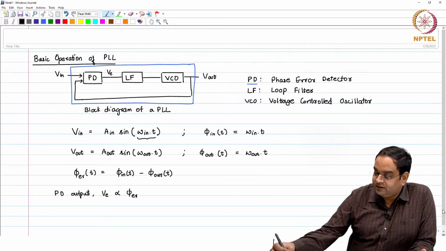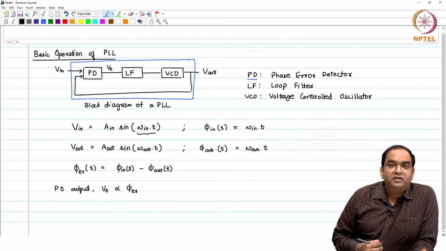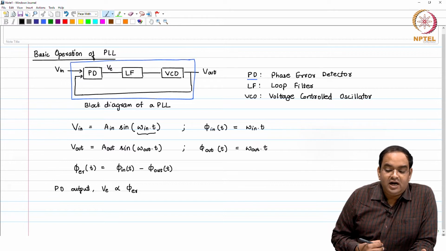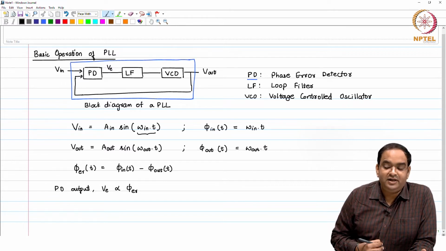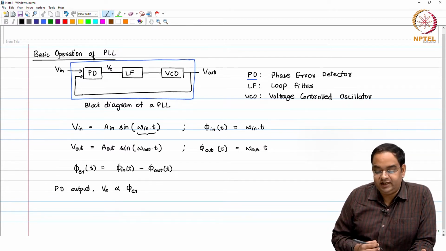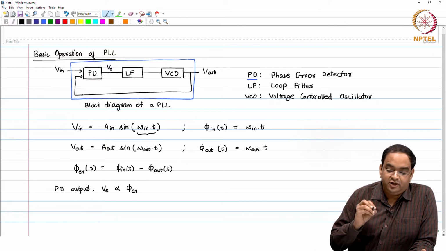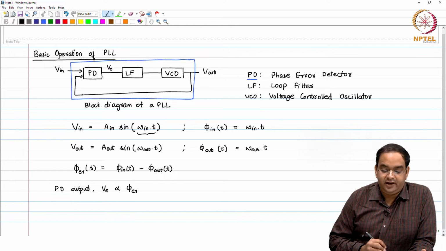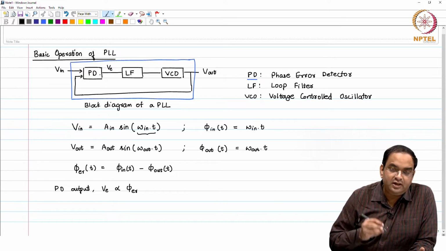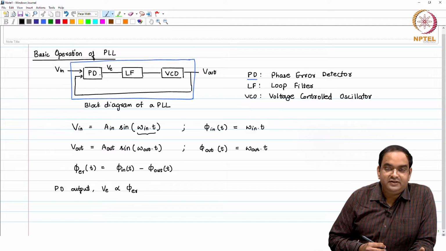Now, this is interesting, as you can see that the two input signals to the phase error detector are both voltages. They are both voltage waveforms, both sinusoidal. But the phase error detector operates not on the voltages, but on the phase error, and it gives a voltage which is proportional to the phase error.